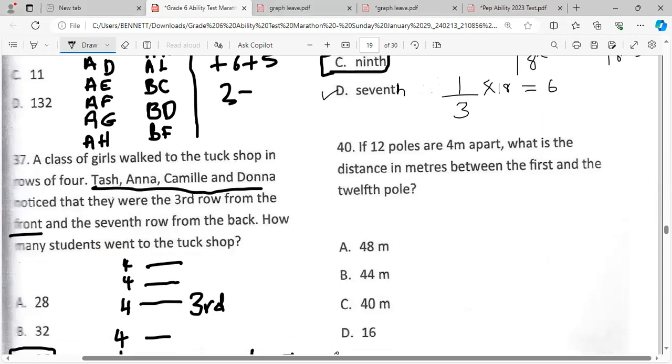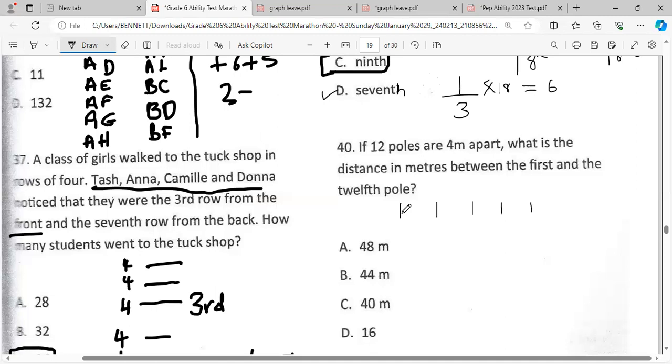If 12 poles are 4 meters apart, what is the distance in meters between the first and the 12th pole? 48 meters. That's everyone's initial thought. So 48 meters. No, sir. I think it's actually 44. Yeah, 44. Did you multiply 12 times 4? It's not saying that, guys, it's between.